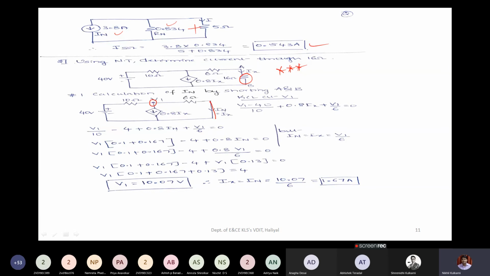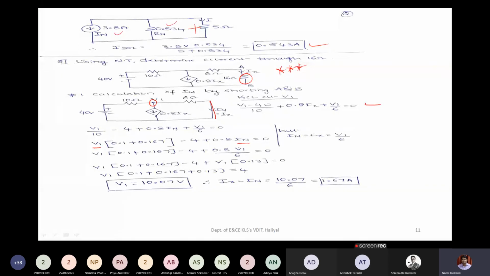If you apply nodal analysis, what will be the result? (V1 minus 40) divided by 10 plus the outgoing current, whose value is 0.8 Ix, plus V1 divided by 6. So this will be the equation you get. But from the circuit we know what Ix is. Ix is I_on only, so you can replace that also.